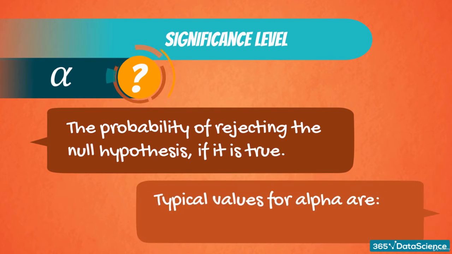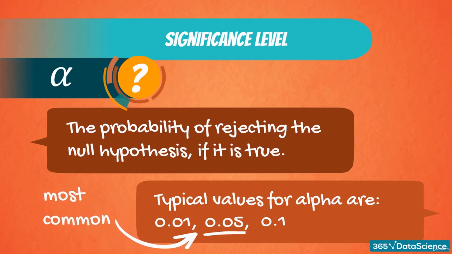Typical values for alpha are 0.01, 0.05, and 0.1. It is a value that you select based on the certainty you need. In most cases, the choice of alpha is determined by the context you are operating in, but 0.05 is the most commonly used value. Let's explore an example.